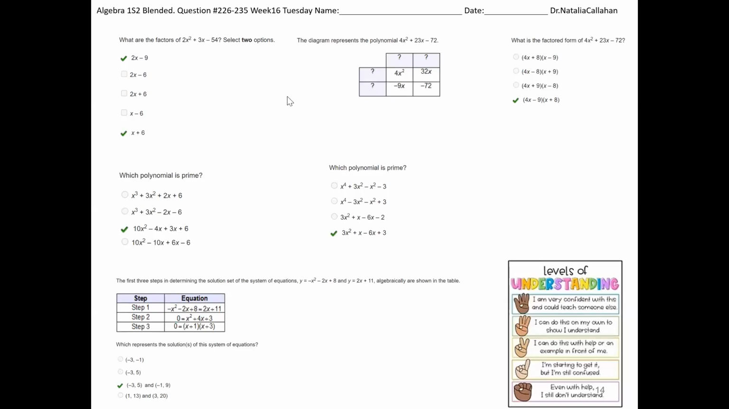All right, you guys, we're going to go over 226 to 235. Is that the wrong one? I'm sorry. 220. No, that's correct. 226 to 235. Make sure you guys change that on your paper in case you don't have it.